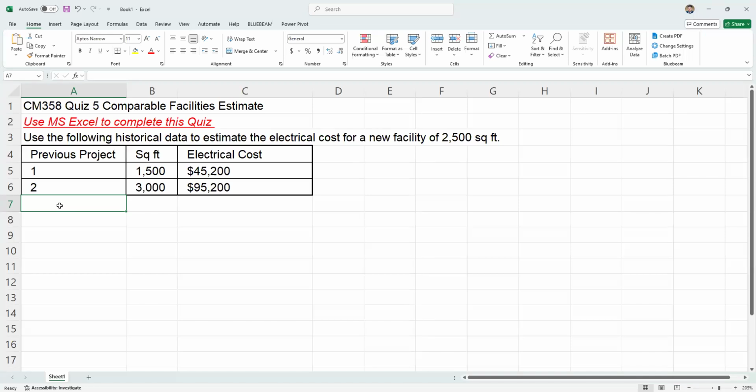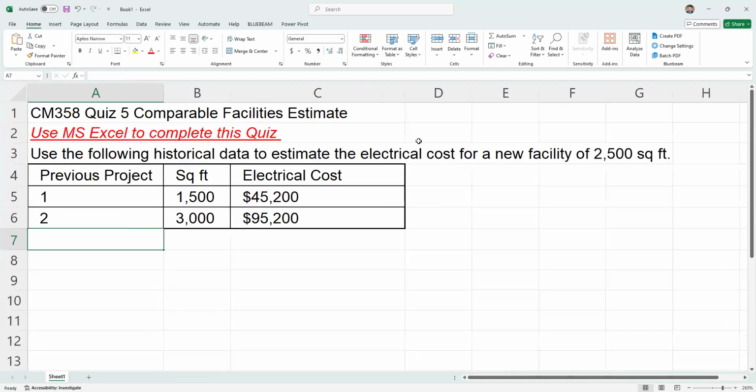One is 1,500 square feet, and the electronic cost for that one is 45,200, right? And we have project two, which has 3,000 square feet, and its electronic cost is almost 95,200. Those numbers are randomly generated, so it may not make sense. It's just a testing function to make sure you understand the concepts, the equations, and how to use Excel to perform it.